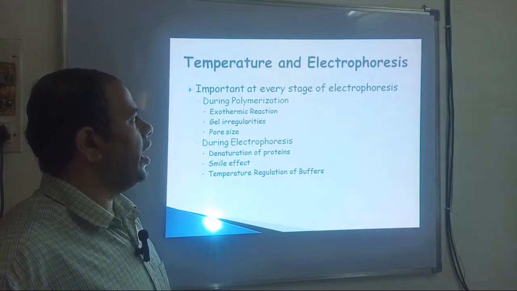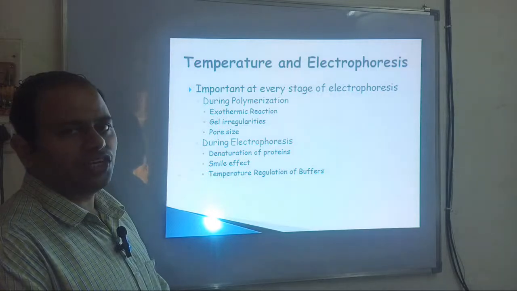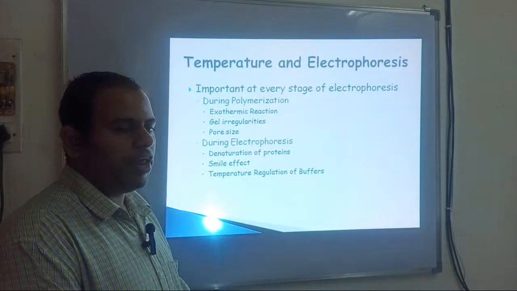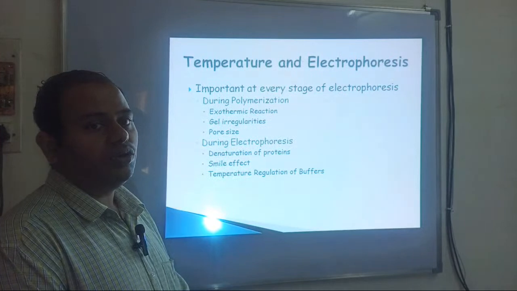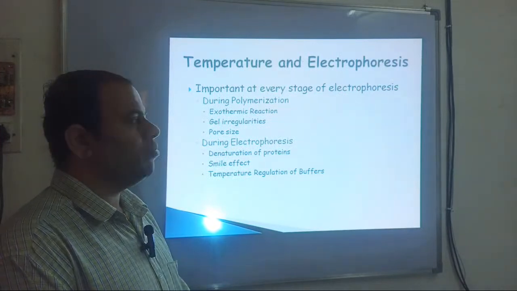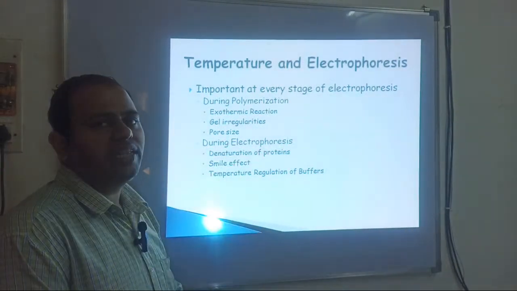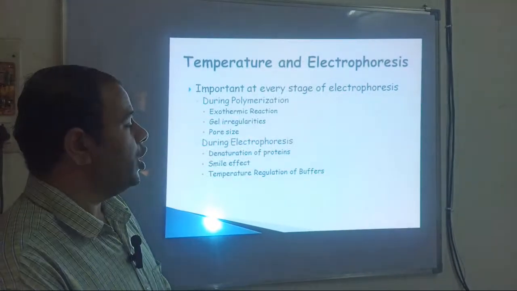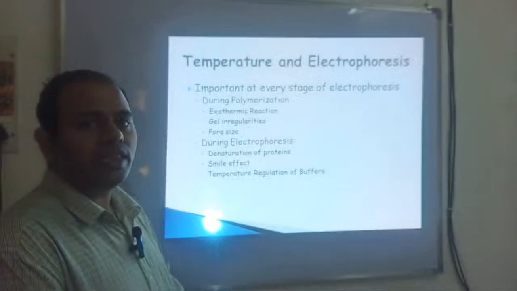So, important parameters at every stage of electrophoresis. First is the polymerization. When you are preparing the gel, it has to be prepared very carefully. Why? Because it's an exothermic reaction. Since the gel is polymerized, it gives out heat. There may be certain irregularities in the gel. If there is a bubble in the gel, it will not form a uniform gel. So this irregularity has to be avoided by using a proper concentration and avoiding bubbling in the medium.